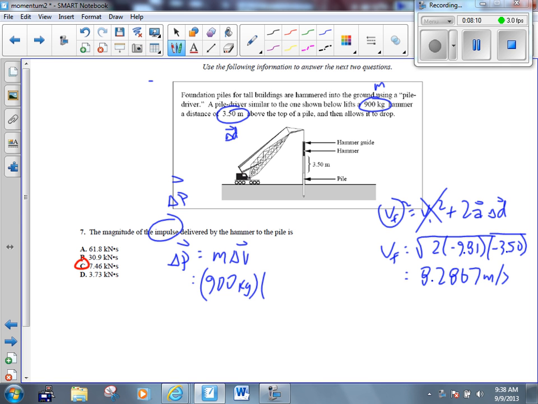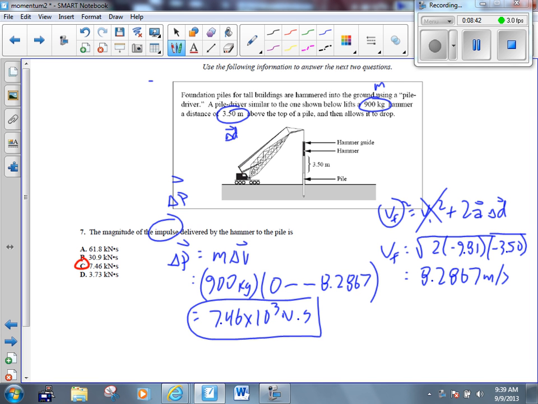The mass here is 900 kilograms times delta V, VF minus VI. Again, VF for the collision with the pile is 0. VI is the same as VF for the fall. So it's going to be 0 minus negative 8.2867 meters per second. Right? 0 minus minus, because, of course, it's falling, so it has a negative velocity, but we're subtracting the negative velocity. When we do the math there, we end up getting 7.46 times 10 to the 3 newton seconds. They don't have it expressed that way. They have it expressed in kilonewton seconds, but we know that 10 to the 3 is a kilo, so it's going to be 7.46 kilonewton seconds. All right?